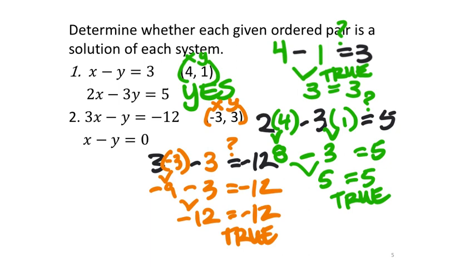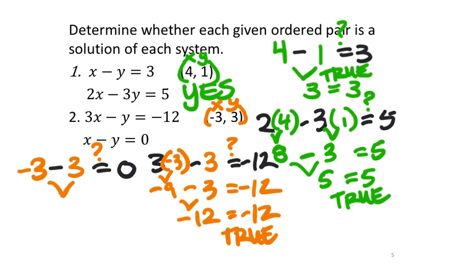Since it's true, I do need to check the second equation and see if it's true. So that's x minus y equals 0. And I know the x value is -3 from the ordered pair, and the y value is +3. Now be careful on this one, because if you do this in your head, a lot of students make the mistake and say -3 minus 3 is 0, but that's not true. We are testing for truthfulness, so we've got the question mark over the equal sign.